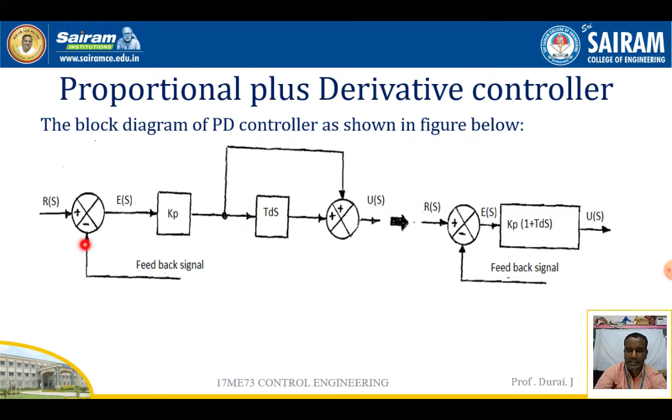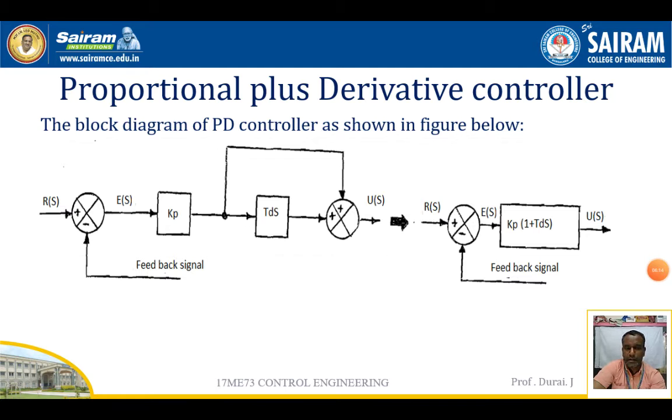Then the feedback signal is sent over here. So this equation is modified in this manner. The only things then are the input value, error signal, and output value. So U(s) by E(s) is equal to Kp into (1 plus Td s). This is the transfer function of the proportional plus derivative controller.